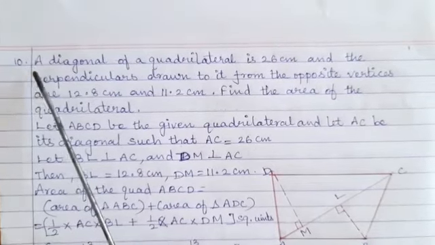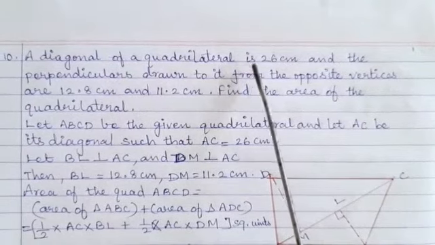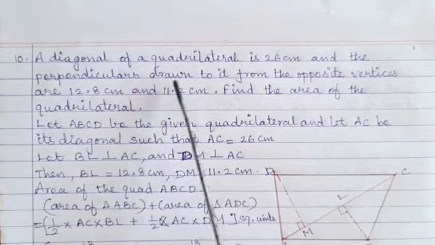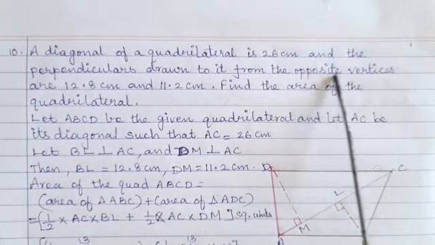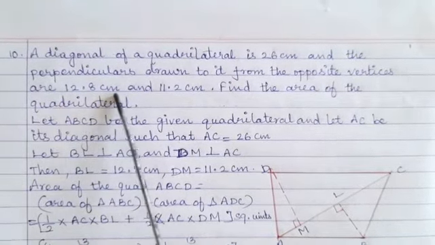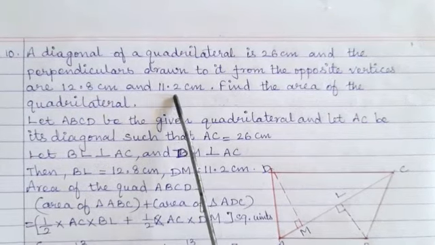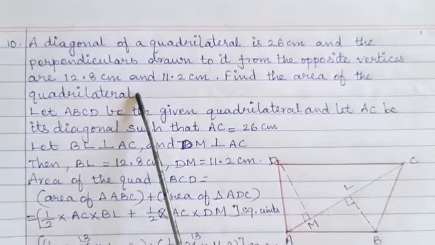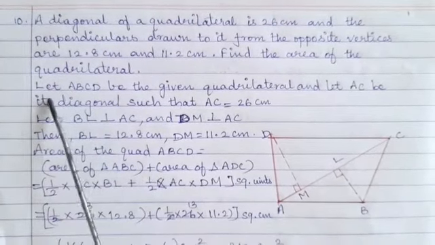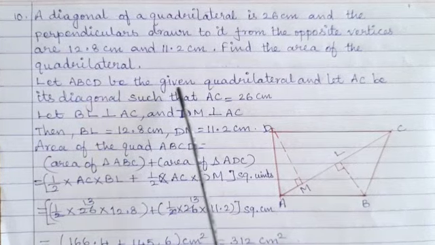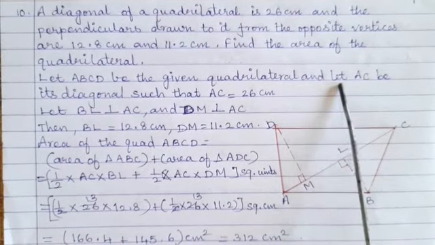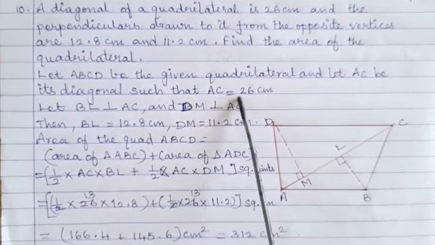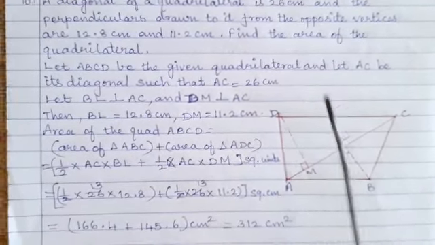Question number 10. A diagonal of a quadrilateral is 26 centimeter and the perpendiculars drawn to it from the opposite vertices are 12.8 centimeter and 11.2 centimeter. Find the area of the quadrilateral. See the solution now. Let ABCD be the given quadrilateral and let AC be its diagonal such that AC equals 26 centimeter.